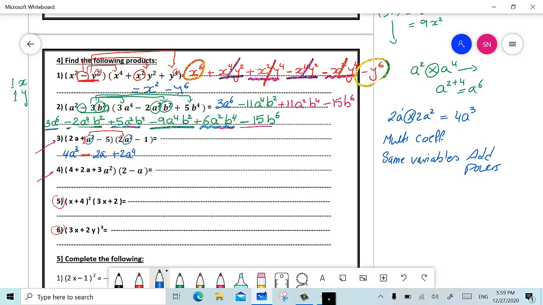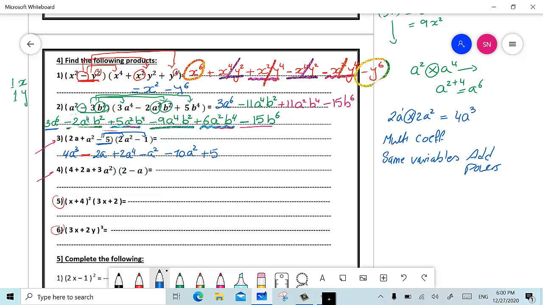Then I'm going to multiply a squared by negative 1. Again, please don't forget the negative sign. So a squared times negative 1 is equal to negative a squared. Finished multiplying the second one by all the terms in the next expression. So now I'm going to multiply negative 5 by 2a to the power of 2. Negative 5 times 2a to the power of 2 is equal to negative 10 a squared. And then I'm going to multiply negative 5 by negative 1, and this is equal to positive 5.